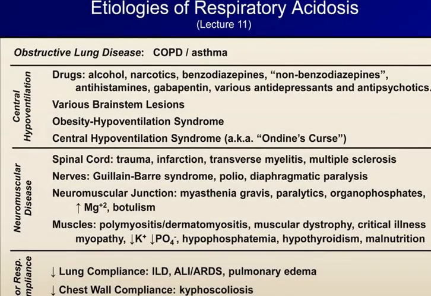The etiologies of a respiratory acidosis were too numerous and varied for a simple algorithm, though obstructive lung disease, drug toxicity, and the obesity hypoventilation syndrome are all much more common than the others and should be investigated first.